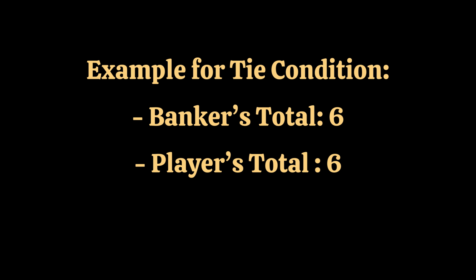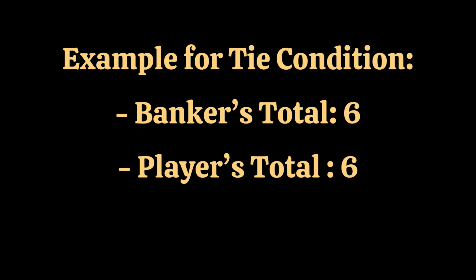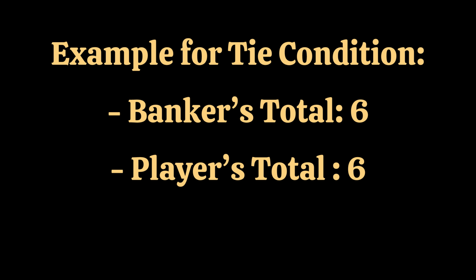Important rule: if there's a tie between the banker and player, like both being 6 and 6 or 5 and 5, skip the next bet. Do not place a wager after a tie. Ties don't count towards the NUM strategy. Example for tie condition. Banker's total, 6. Player's total, 6. There is a tie between the banker and player, so you should skip the next bet. Ties do not count towards the NUM strategy.